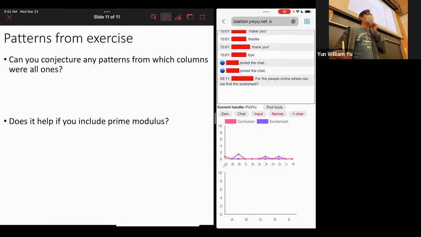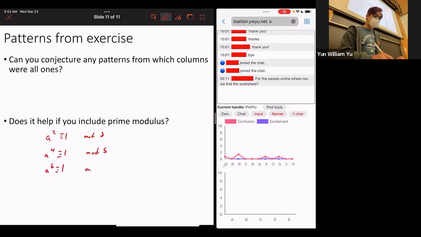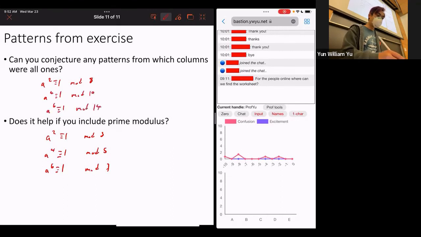And one thing that might also help is if you include the prime modulus. So notice that a squared is congruent to 1 mod 3, a to the 4th is congruent to 1 mod 5, and so on. A to the 6 is congruent to 1 mod 7. And we also figured out a squared is congruent to 1 mod 8, a to the 4th is congruent to 1 mod 10, a to the 6 is congruent to 1 mod 14, and a to the 4 is congruent to 1 mod 15, and a to the 6 is congruent to 1 mod 18.